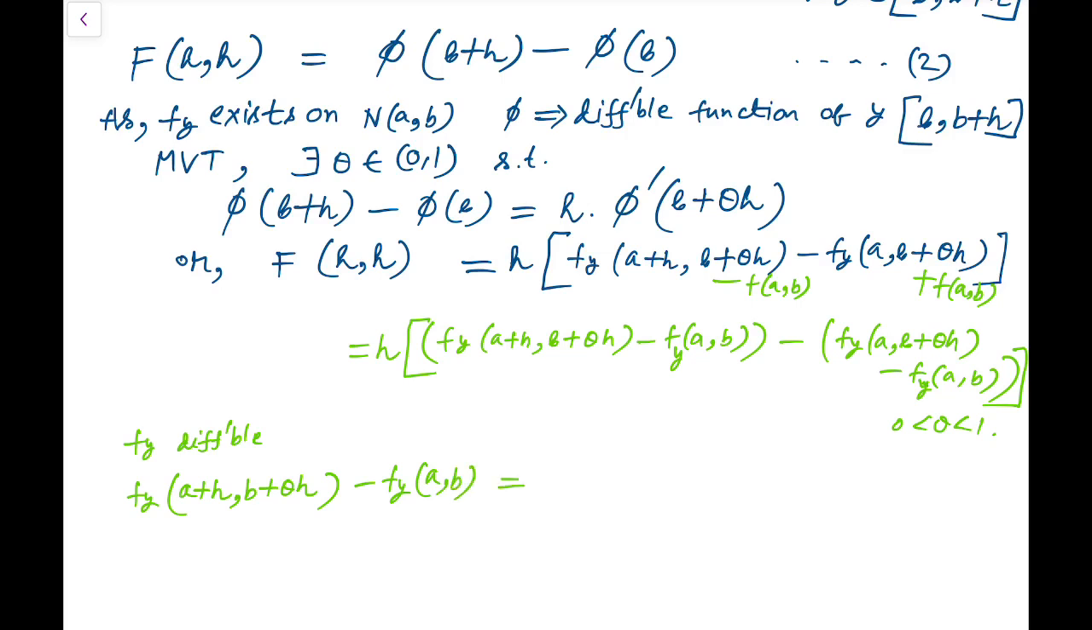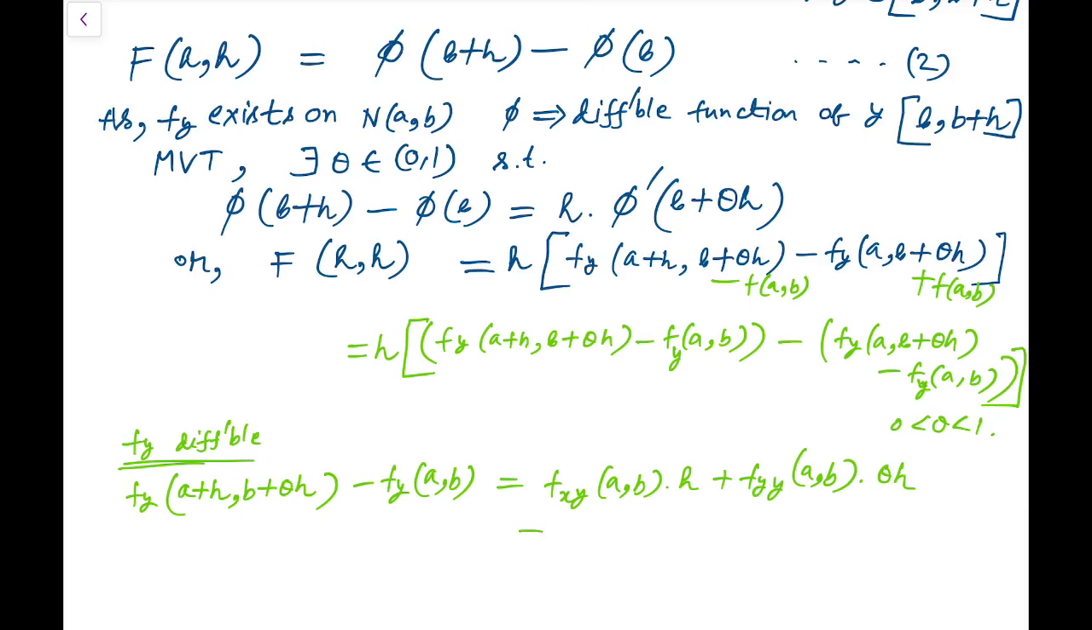What can we write for this? By the definition of differentiation of fy, one time fxy at a comma b is a constant that comes with h, and the other time fyy at a comma b is the constant that comes with theta h, plus epsilon 1 h into epsilon plus epsilon 2 into theta h, where epsilon 1 and epsilon 2 are functions of h, and epsilon 1 and epsilon 2 go to 0 as h tends to 0. So this is pretty clear because we have just applied the differentiation formula for fy.